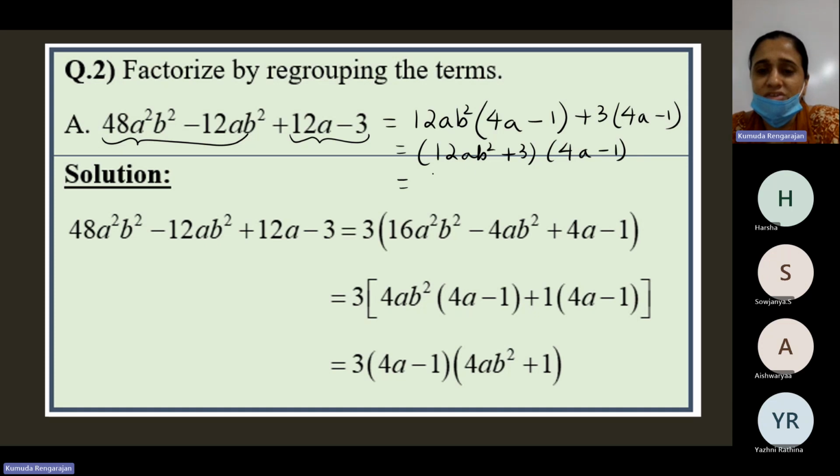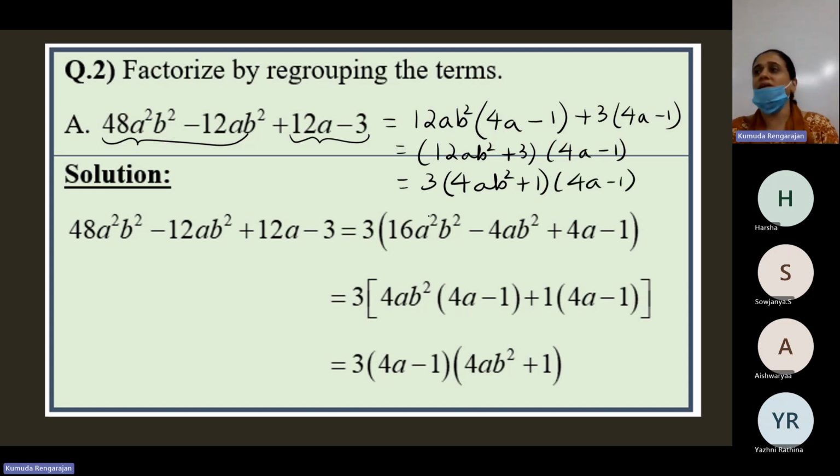Now take out that 3 which is common. So 3 4s are 12, ab squared plus 1 into 4a minus 1. You can work it like this also. Both are correct. Both are fine. But let's get used to working like this. That is, whenever all the terms of the expression have something in common, take out the common factor. Let that be the first rule and the golden rule. You can also do it like this. So take it both ways.